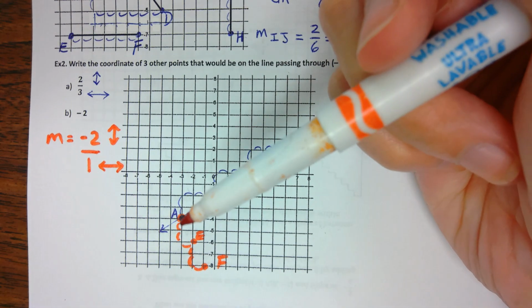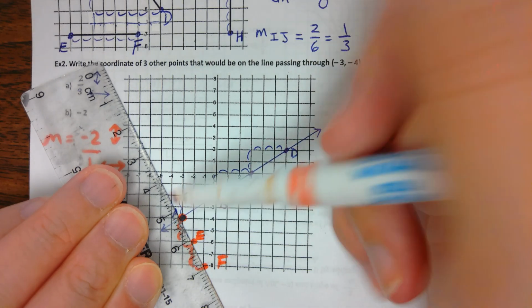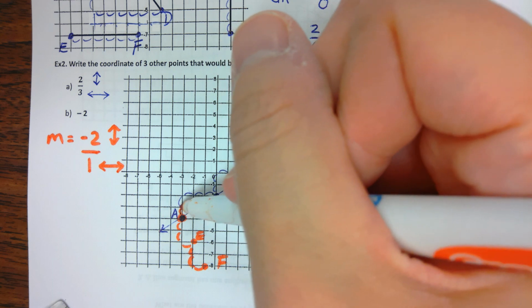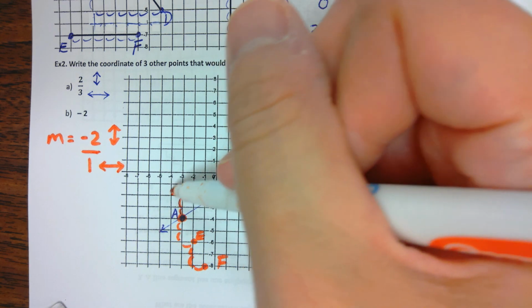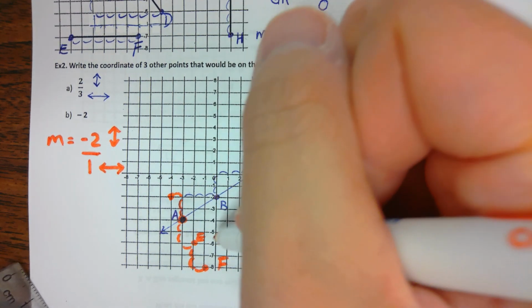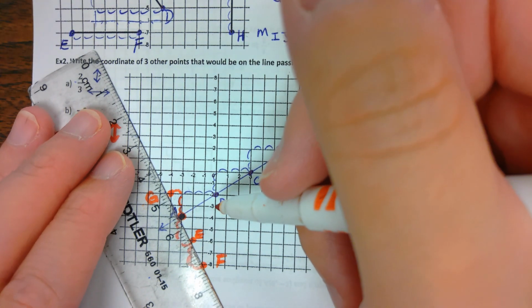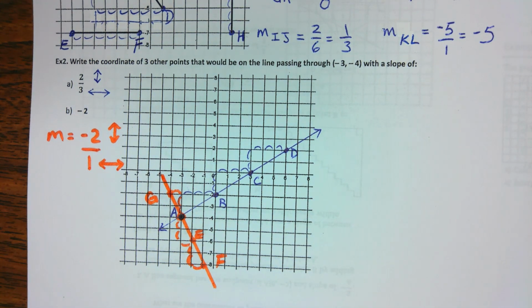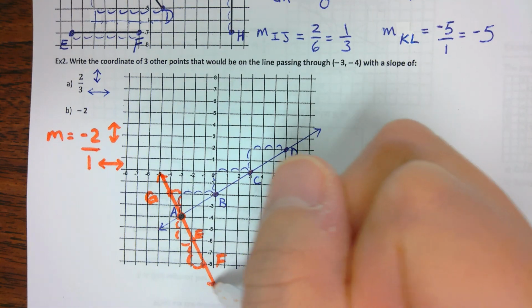My points are supposed to line up like this, right? So instead of going down 2 and 1 to the right, I could go up 2 and 1 to the left. And then this will give me my point G. Okay, and there you go. What am I missing on that line? Arrows, because it goes on forever.